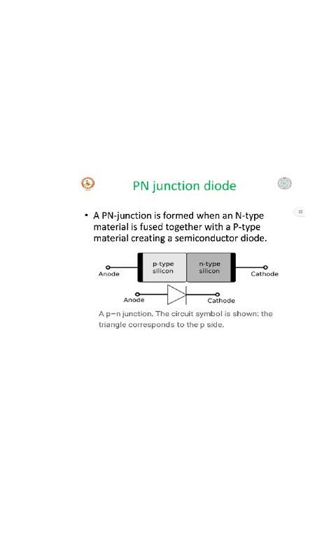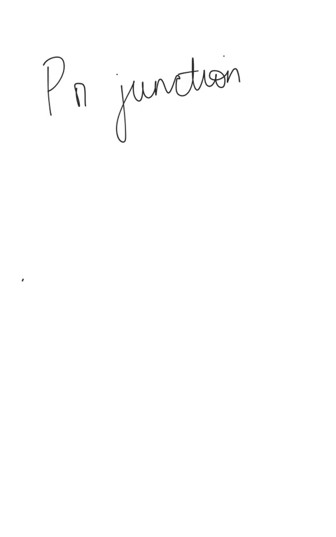You can see the diagram of the PN diode, where the P-type is the anode and the N-type is the cathode. Next we shall discuss the different types of PN junction diode. By appearance, it is classified into three types.